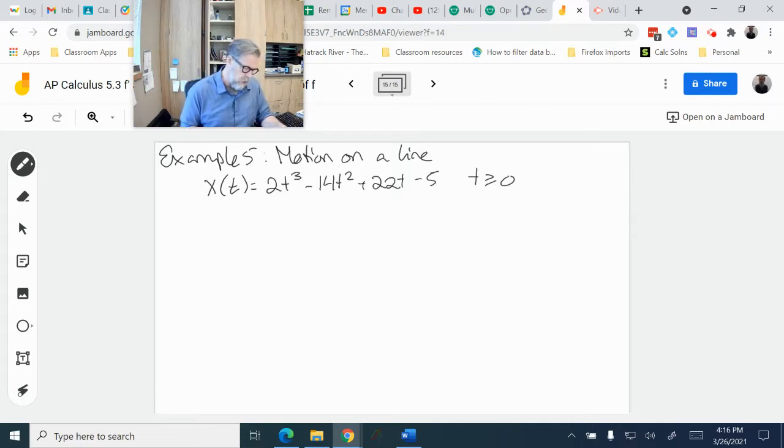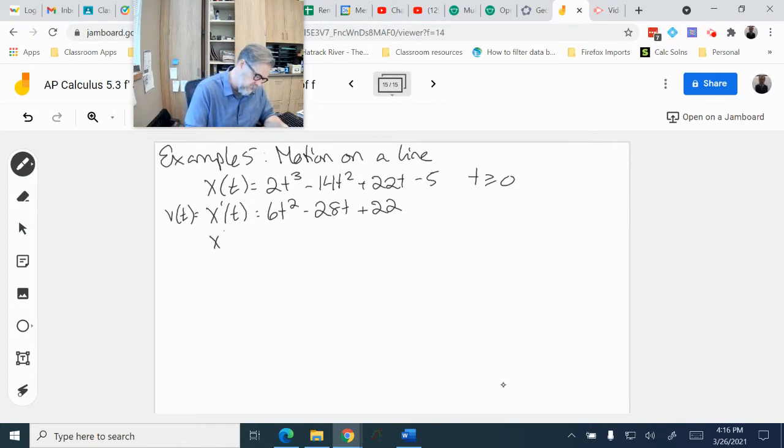So very quickly, we're going to find the first derivative, which you may remember is velocity. And so the first derivative is, of course, 6t squared minus 28t plus 22. And we want to find the second derivative. And of course, the second derivative of position is acceleration. And so we know that that's 12t minus 28.